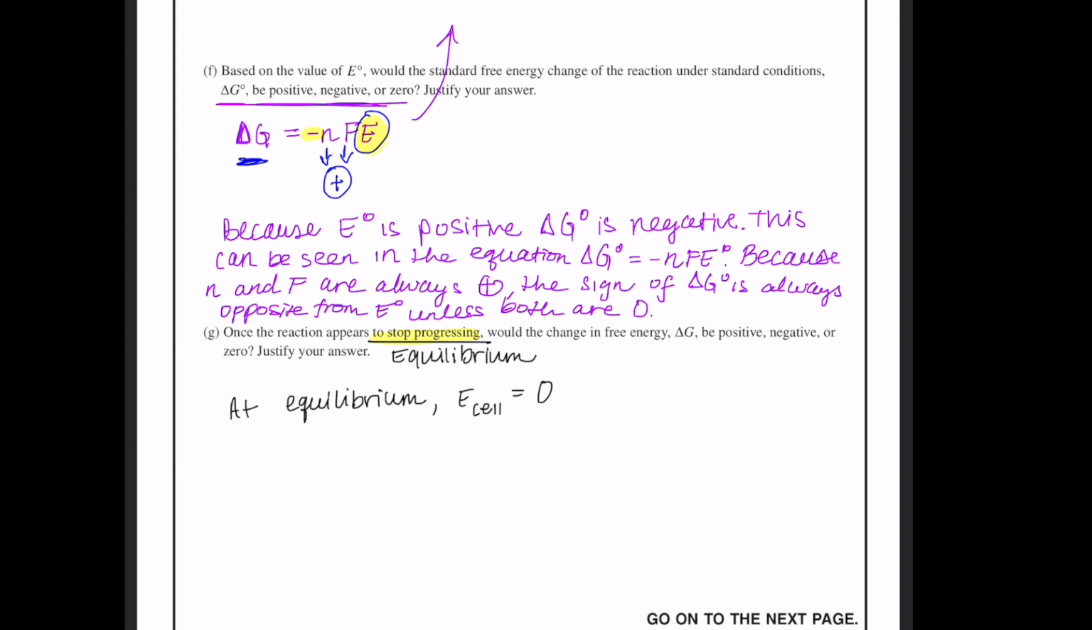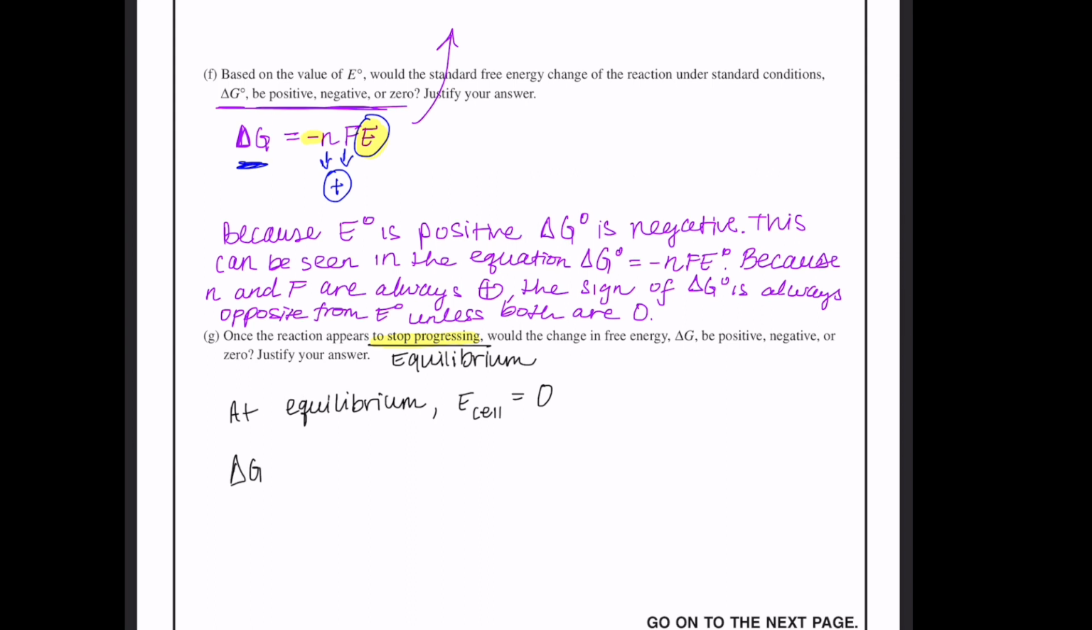And then this is for a galvanic cell, obviously. So when we go back to our equation over here, this is going to be 0, which then also makes G 0.